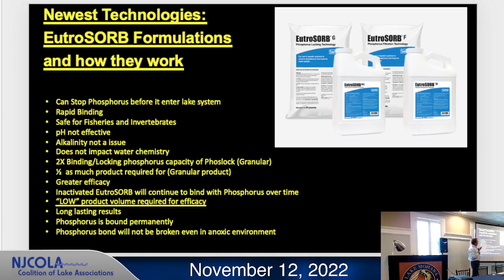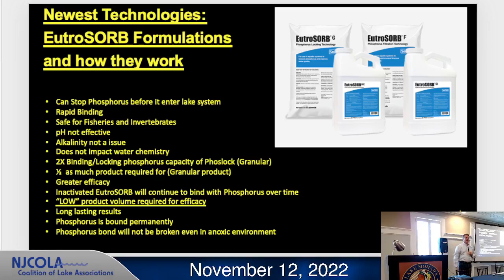So the bag on the left up top is called G. That's going to be available, but it's not available right now. That is 2 times as powerful as Phoslock. It has 2 times the binding ability as Phoslock. When you use Phoslock, you need to use a lot of it. If we can cut that in half, it's going to be everything. When we reduce how much product we're placing in these water systems, it's just generally better for the environment. We don't have to put so much product into the system.